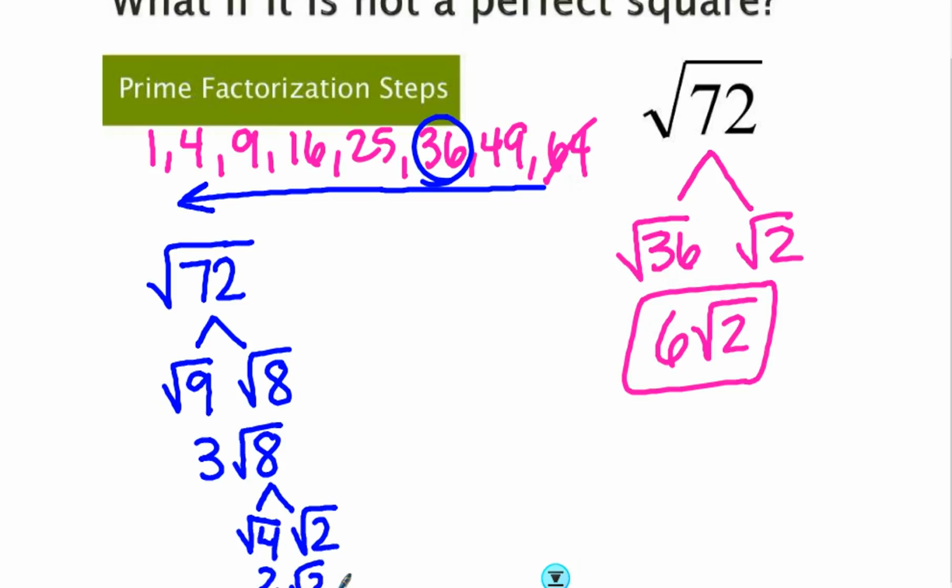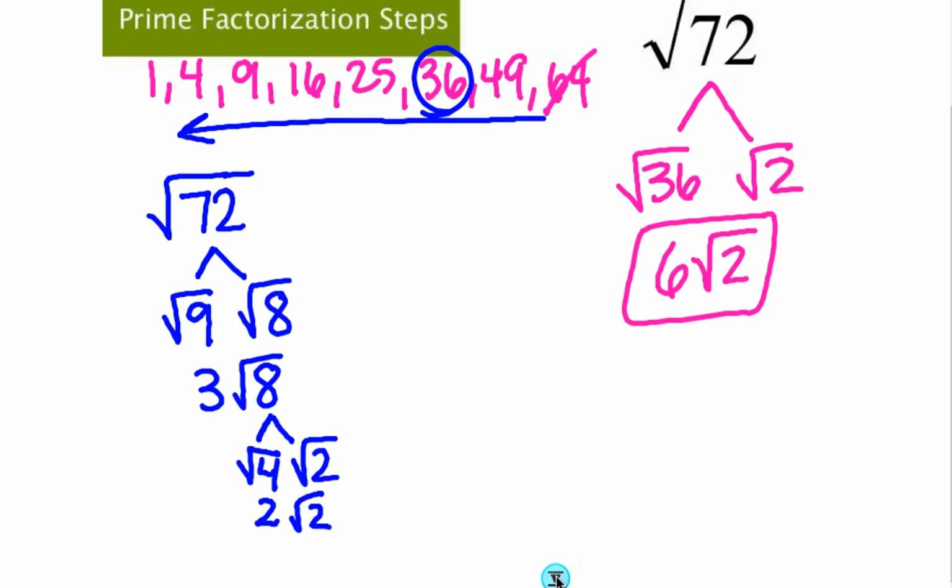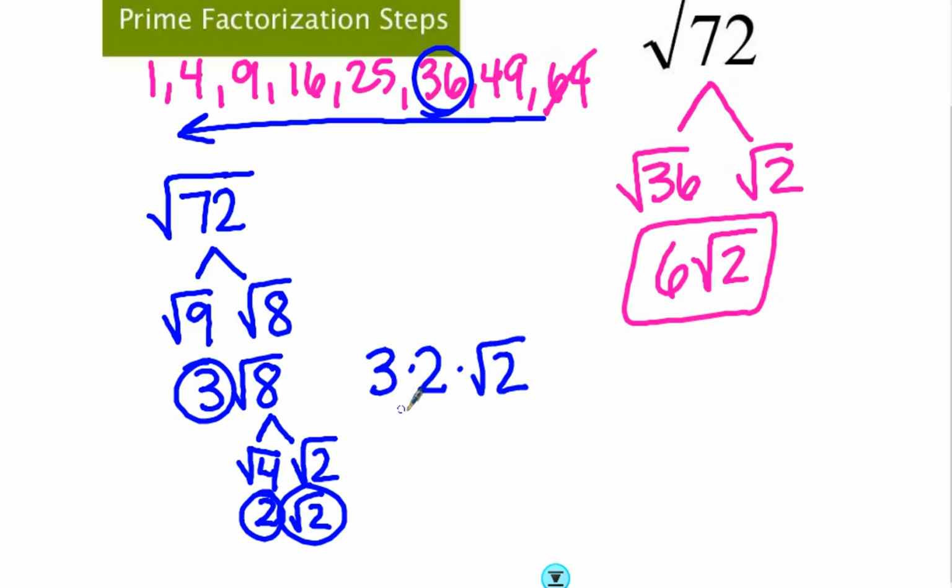So I'm left with all of this. Hopefully that's not out of the screen. Almost. Let me rewrite this or scoot that down a little bit. All right, so I'm left with this 3, this 2, and this root 2. So if I write those things all out side by side, that's 3 times 2 times the square root of 2. Well, 3 times 2, those are regular whole numbers, so that's 6 times the square root of 2. So you'll see I still get the same answer.